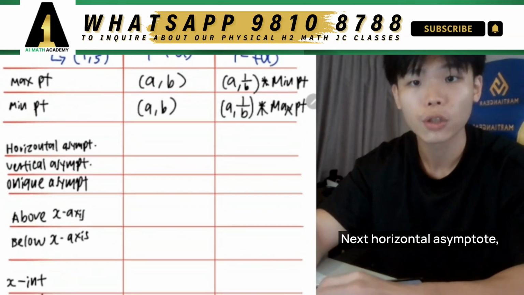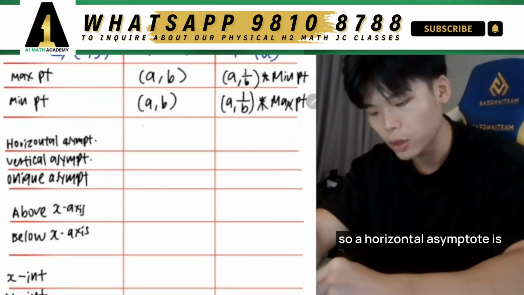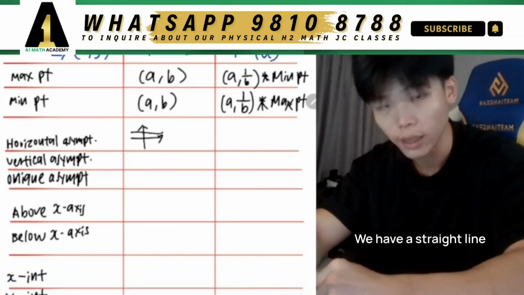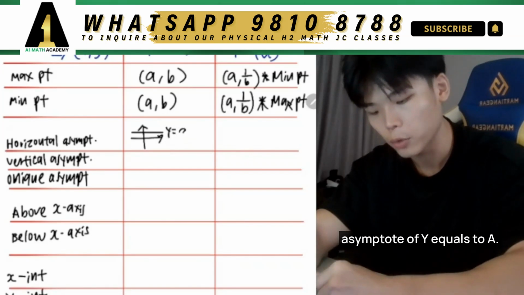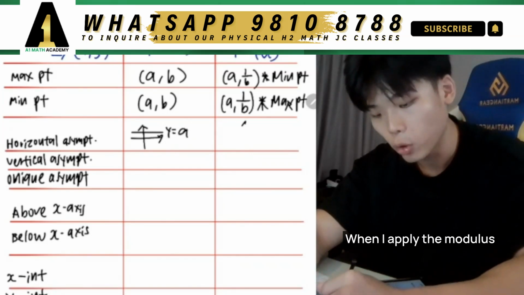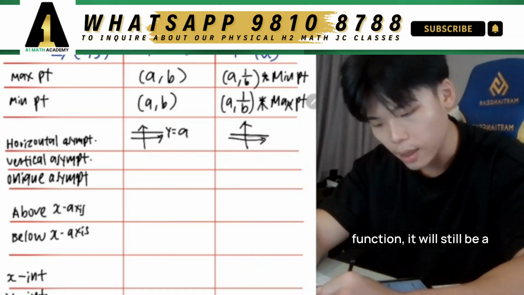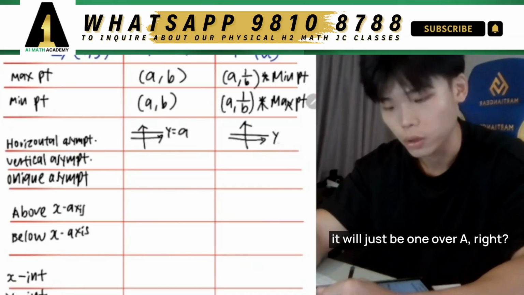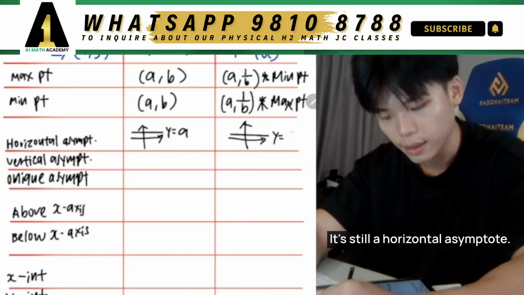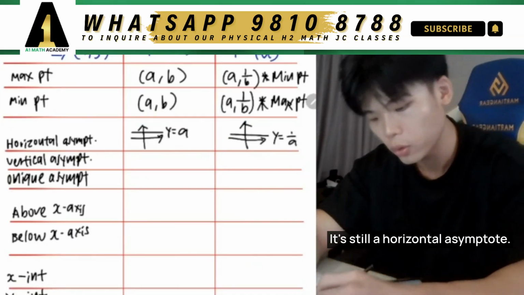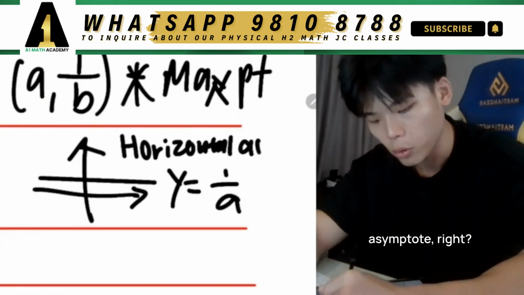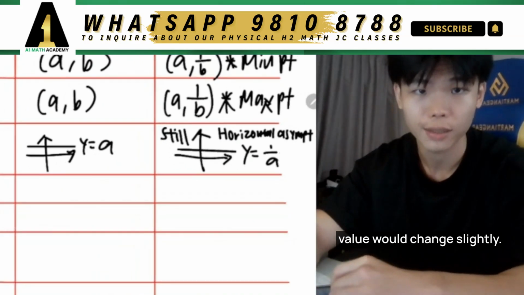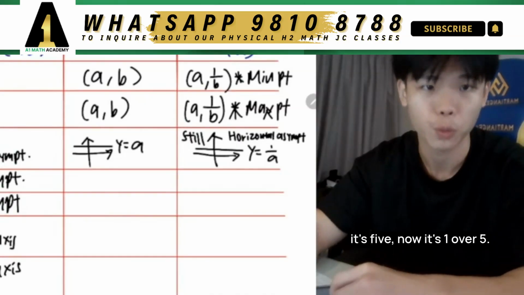Next, horizontal asymptote. A horizontal asymptote is one that looks like that, a straight line like that, and this is y equals something. So let's say I have a horizontal asymptote of y equals 8. When I apply the reciprocal function, it will still be a horizontal asymptote, but now it will just be y equals 1 over 8. So I'm just going to indicate here, still a horizontal asymptote, but it's just that the value will change slightly. So originally, let's say it's 5, now it's 1 over 5.